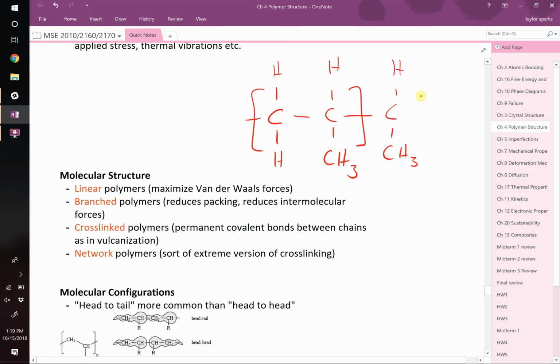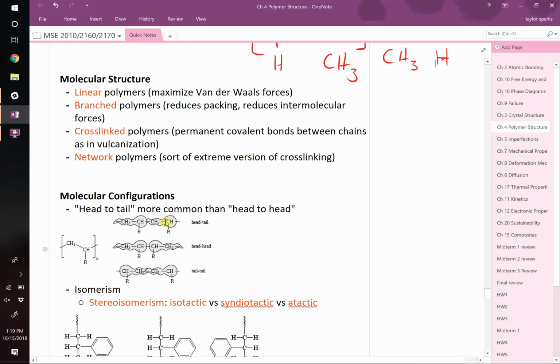We call this head to tail versus head to head. If they line up head to tail, then each time it's going to look the exact same. This is an example of head to head. If the CH3 part is the head, then they're lined up in a way that they're clumped up like that. So these are what we call configurations. Configurations mean there's lots of ways you can line these things up. Head to tail, tail to tail, head to head, all these different things are possible.